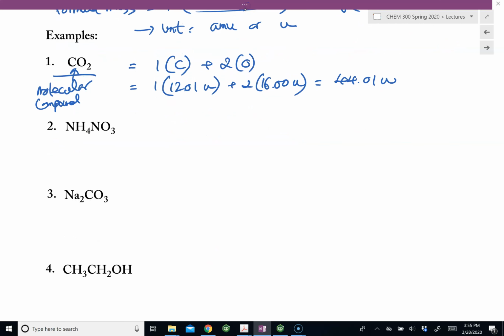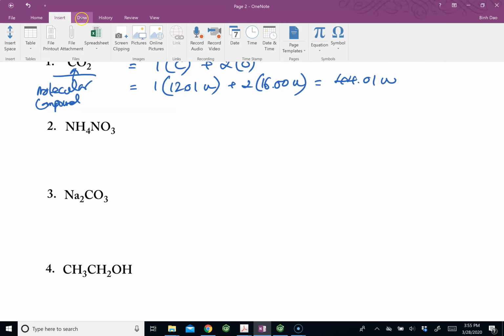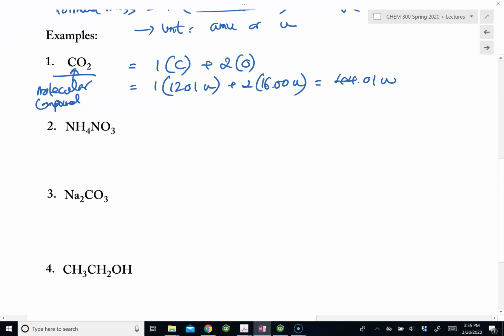And now, another practice problem. What would be the formula mass of ammonium nitrate? And to help you with naming, let's practice naming as well. This would be ammonium nitrate. The NH4 here is ammonium, and the NO3 here is nitrate. So overall it is ammonium nitrate.